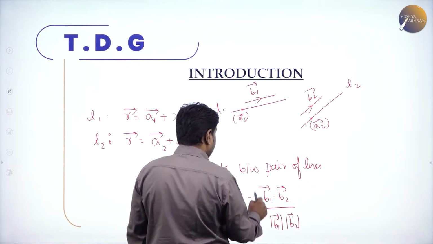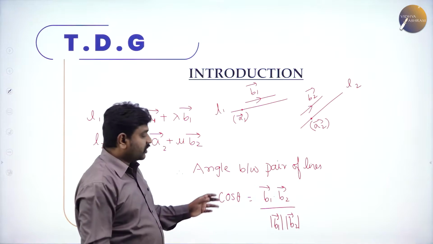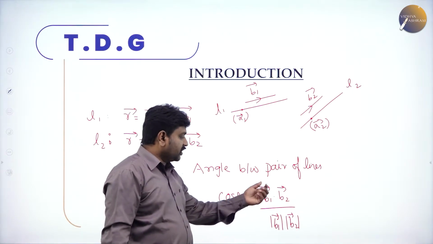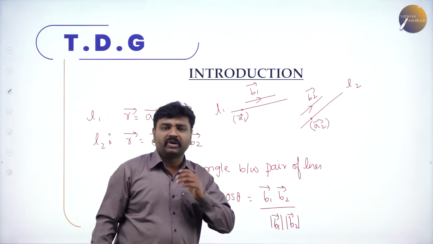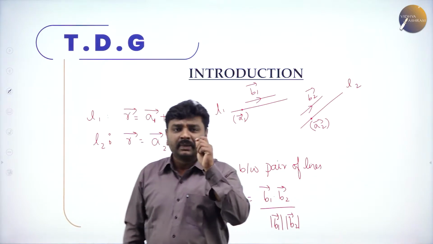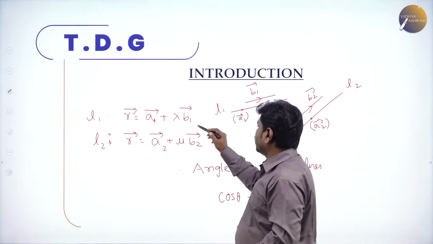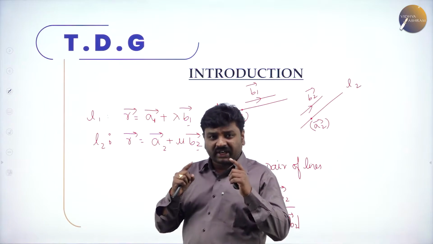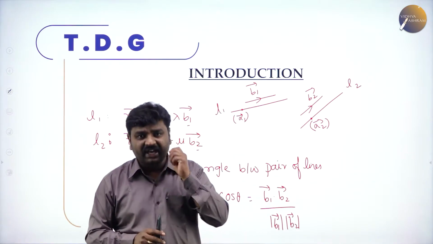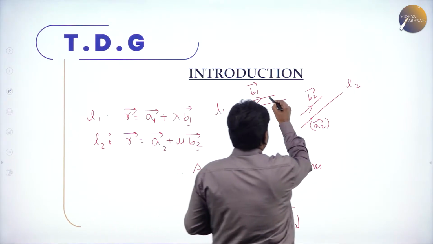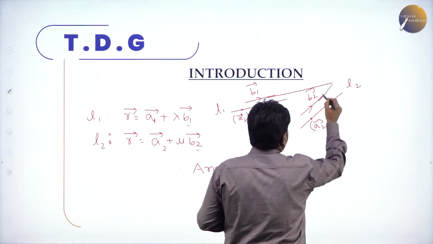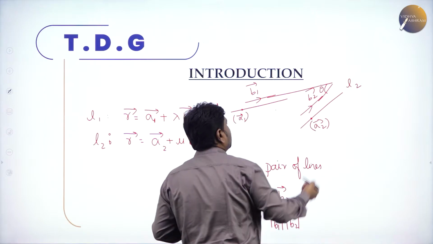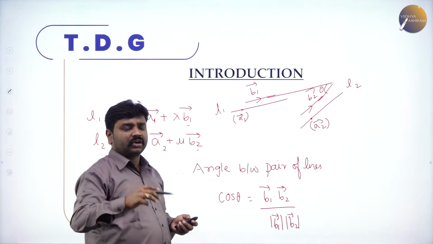This is the formula for what? Angle between pair of lines. Cos theta is equal to vector B1 dot vector B2 by magnitude B1 magnitude B2, where vector B1 is the parallel vector to the first line and vector B2 is a parallel vector to the second line. If you find the angle between the parallel vectors, that will be the angle between the lines. So this is B1 and this is B2. You find angle between these two, that will be same as angle between L1 and L2 because they are parallel, that's it. So I hope all of you got this.